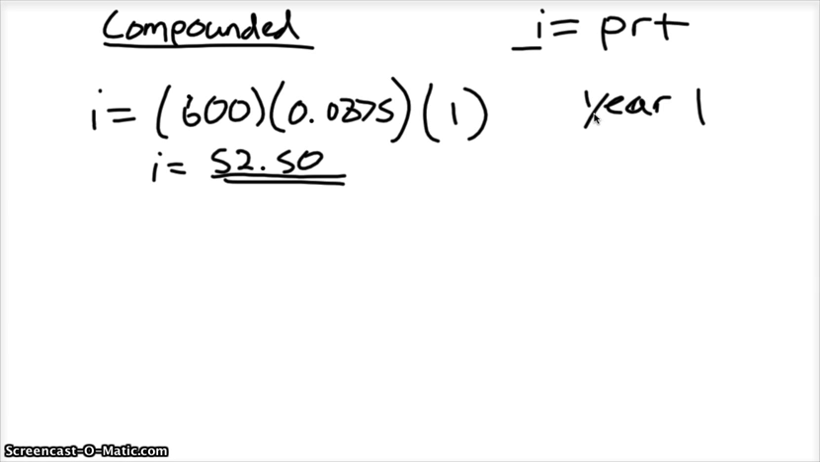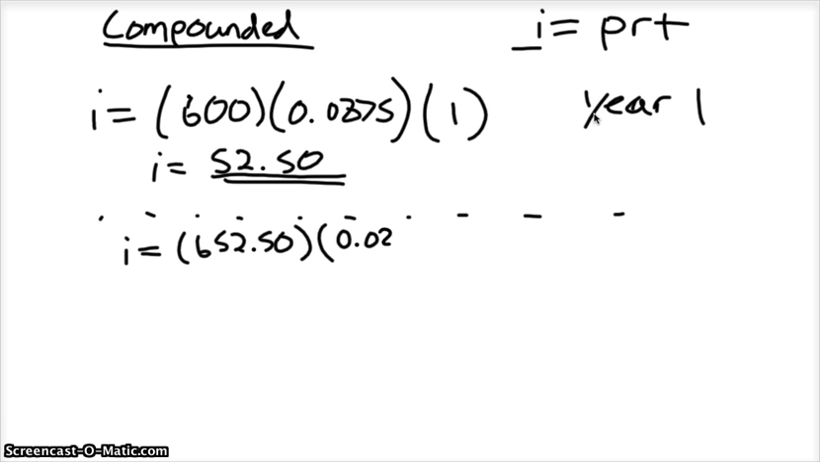Now we're looking at year 2. So we're looking at I equals, we have to change this, $652.50. We still have the same rate, 0.0875, and we're still talking about 1 year, but this is the second year. The idea, remember, is that compounded means that it used the interest that it gained early on.